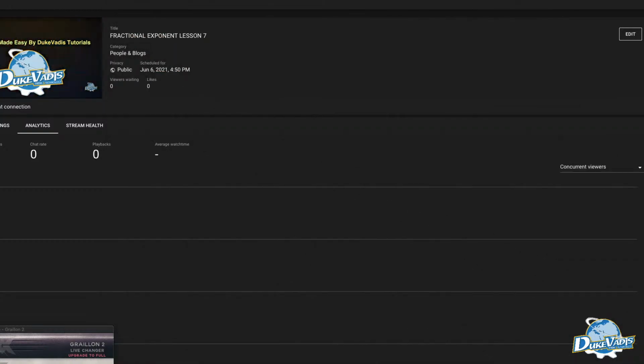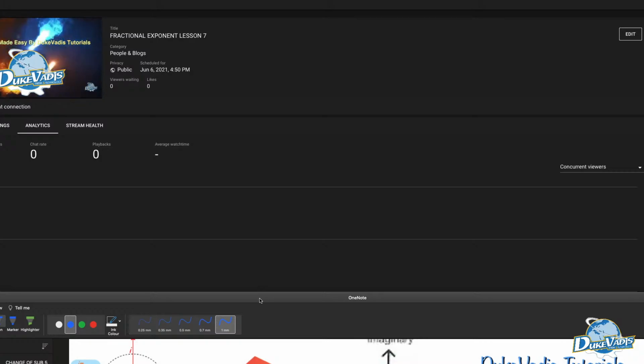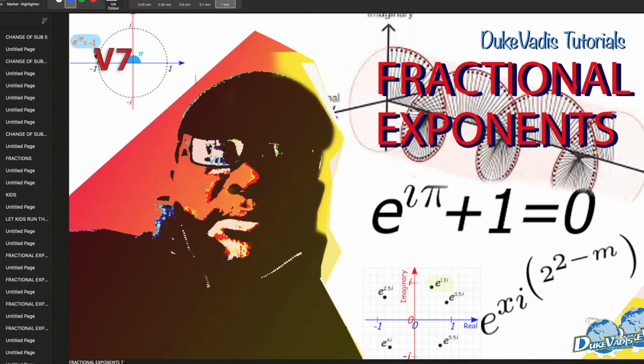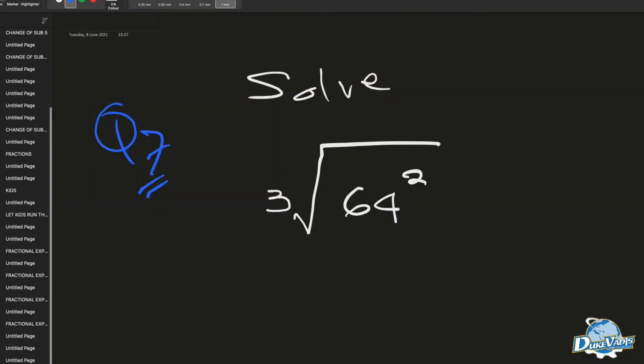As you can see, it's the same topic that we continue. We are going to do what is called a fractional exponent, and this time around we're doing question number 7. It's just a simple thing, as we started. So let's have a look at it. This is the question we have to solve, question 7: the cube root of 64 squared.